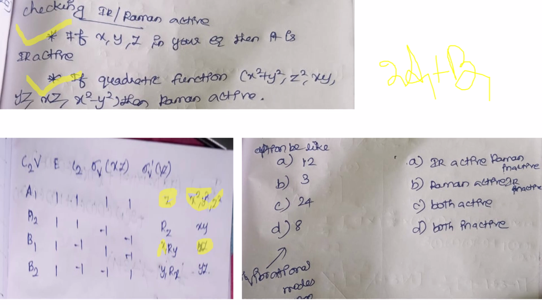So from the CSIR exam point of view, suppose they ask the number of vibrational modes. What is the number of vibrational modes? 2A1 plus B1, so 2 plus 1 is equal to 3. So the option is 3. If they ask whether it is IR active or Raman active, in this case it is both active. So option C is the correct answer.